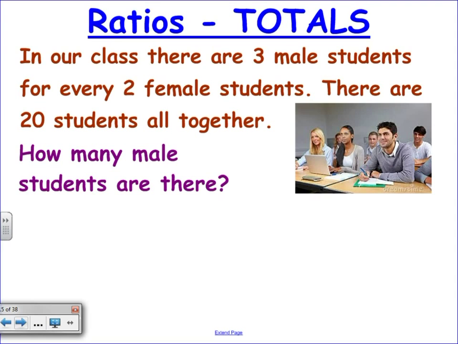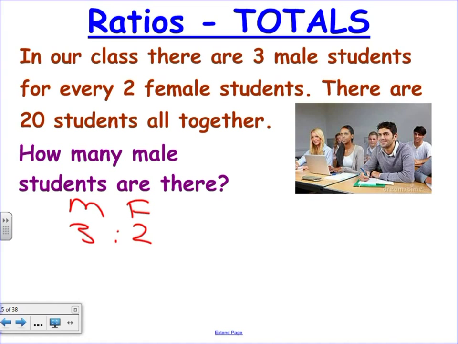Your second step is deciding what sort of question it is. And the information they're giving you, there are 20 students altogether, is a total. So you know you're dealing with a total. So what's my starting point? You're going to put M and F. Good. Male and female. Then 3 and 2. 3 males to every 2 females.